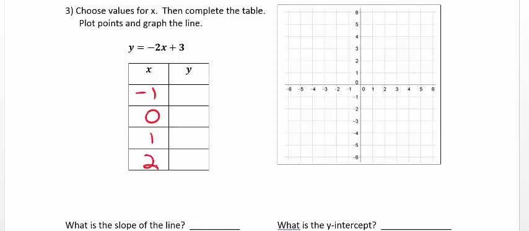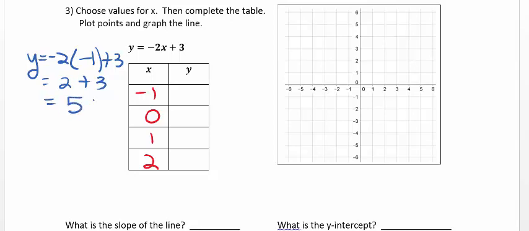I can just choose any values I want for x, and then substitute them into the equation to find y. So we're going to find y equals -2 times x plus 3. Plug in -1, then add 3. -2 times -1 is 2, plus 3 is 5. So we have the point (-1, 5). I'll go ahead and graph it now as I'm finding the values. So (-1, 5) would be right here.